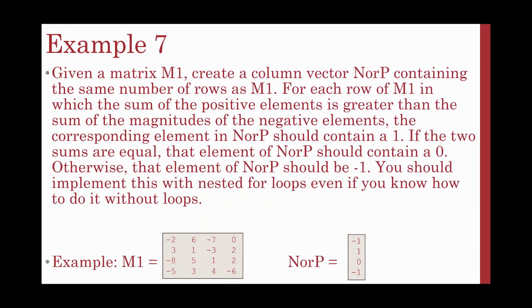So in this case, we're given a matrix M1. We want to create a column vector norP containing the same number of rows as M1. For each row of M1 in which the sum of the positive elements is greater than the sum of the magnitude of the negative elements, the corresponding element in norP should contain a 1. And if it's negative, we want a -1. And if it's equal, we want a 0.